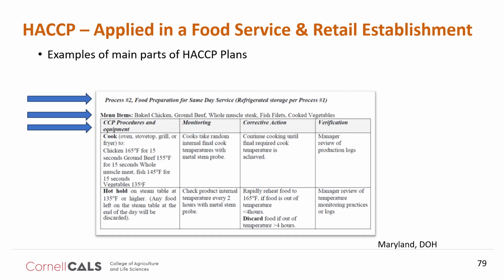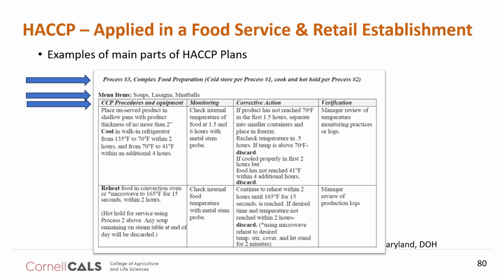And after, there is a second table that describes everything in the same fashion for process 2 and after for the process 3, the complex process. It says, follow everything that is defined in process 1 for cold storage, follow everything in process 2 for cooking and hot holding, and then additionally defines only parts that are new and unique to this process 3. And this would be cooling and reheating steps as CCPs.